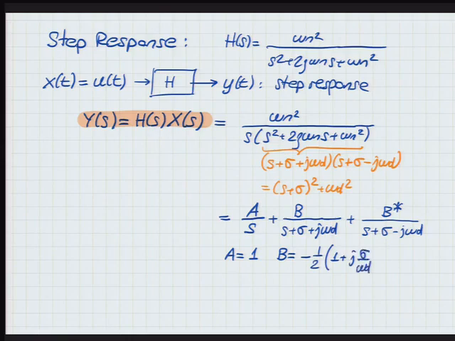Sigma, remember, is the real part, and omega d is the imaginary part. Okay, so it's complex. And B star is, of course, the same thing. You just replace j with negative j, because it's the complex conjugate. All right? So can you tell me what y of t is then?